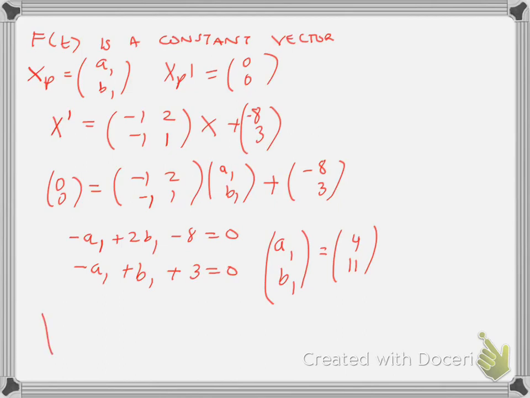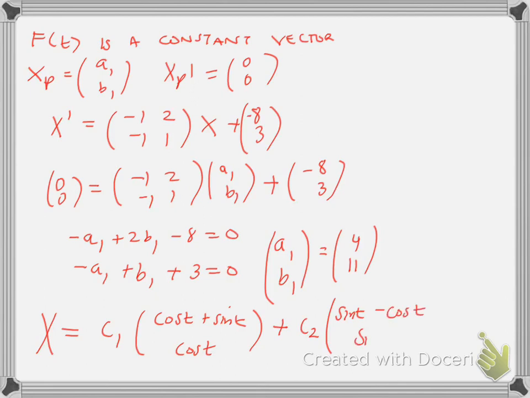And so our final answer will be x equals c1 [cosine t plus sine t; cosine t] plus c2 [sine t minus cosine t; sine t], and then plus [14; 11]. That should be a 14 actually. So it should be 14, 11, not 4.